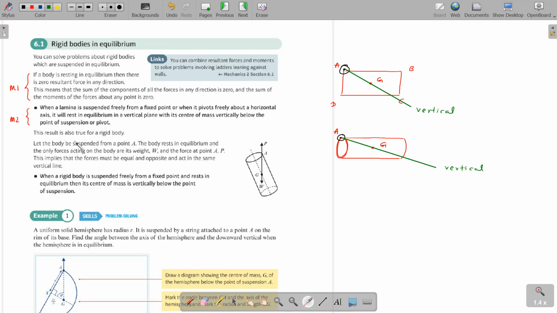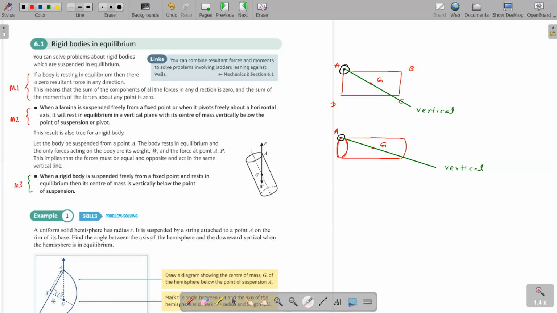So they are saying here this result is also true for a rigid body. This particular result, that's the cylinder. So for a 3D object. And then they say when a rigid body is suspended freely from a fixed point and rests in equilibrium, then its center of mass is vertically below the point of suspension. So this is the M3 part. This is the new part.